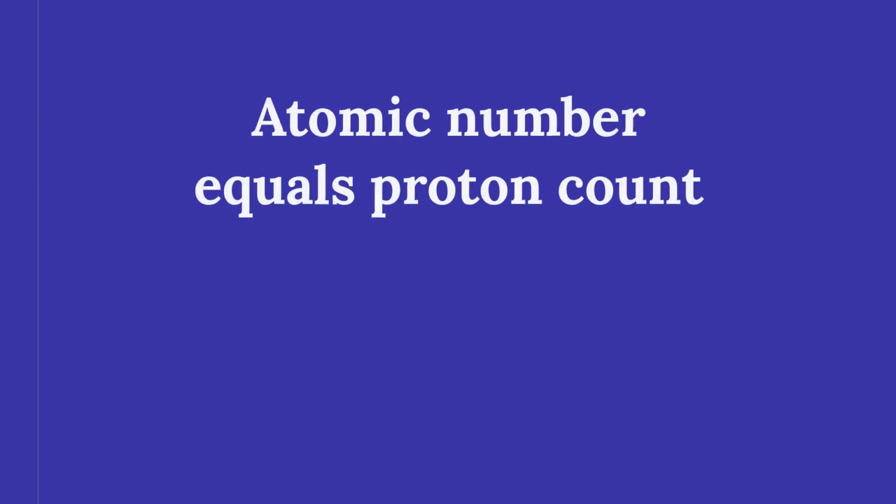The atomic number is the count of protons in an atom. It is unique for each element. In neutral atoms, it also equals the electron count. The mass number sums protons and neutrons. Electrons are negligible in mass calculations.